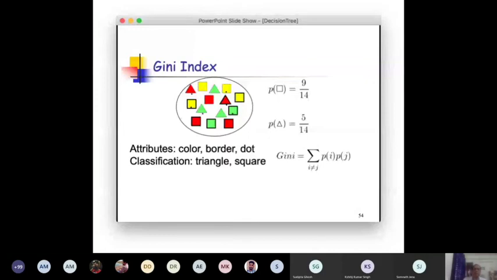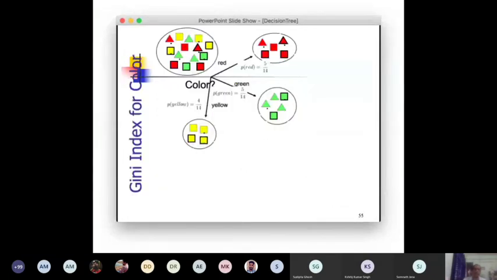So the Gini index of this input set, the overall training examples, should be 9 by 14 into 5 by 14. Sorry, for 9 by 14 into 5 by 14, not 1 minus. So it is 0.230. And now you consider, for example, the color.